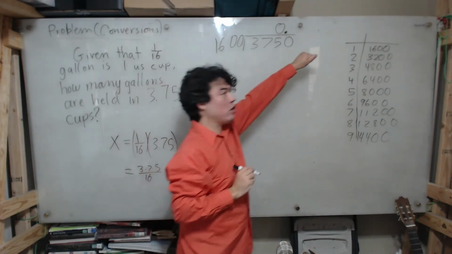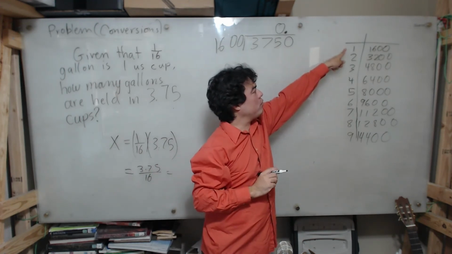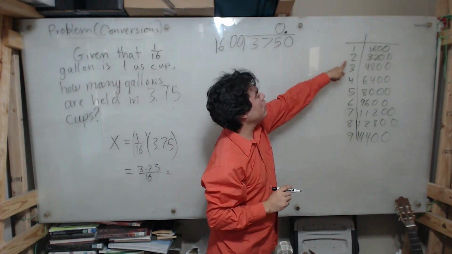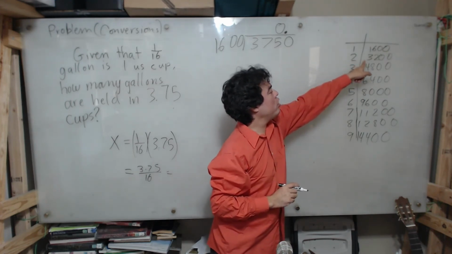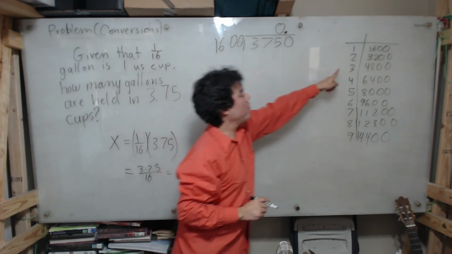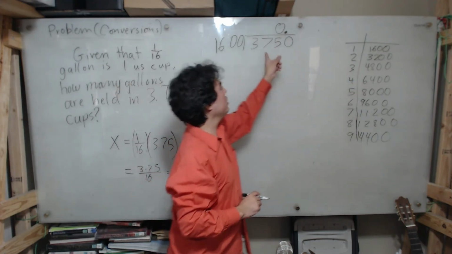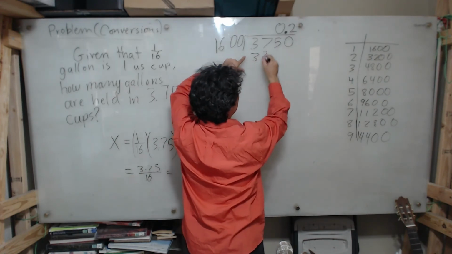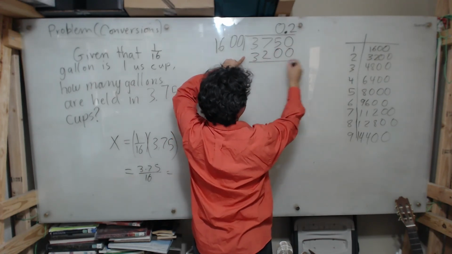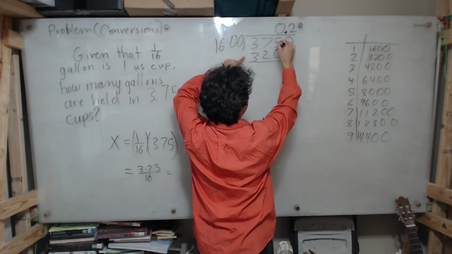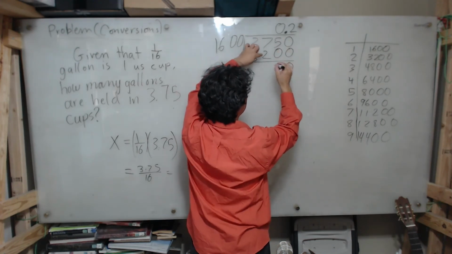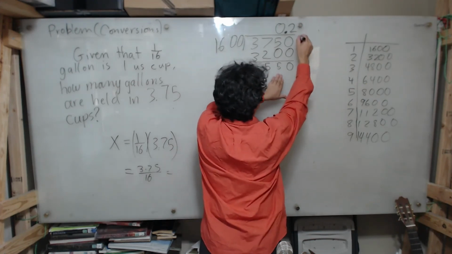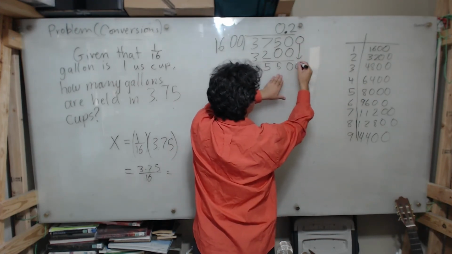Now, because we've made our multiplication table, I can see, if I multiply it by 2, 3200 is less than this, but if I multiply it by 3, 4800 is bigger than this, so it must be 2. And then that's going to be 3200. Then I subtract. 0 minus 0 is 0. 5 minus 0 is 5. 7 minus 2 is 5. 3 minus 3 is 0.